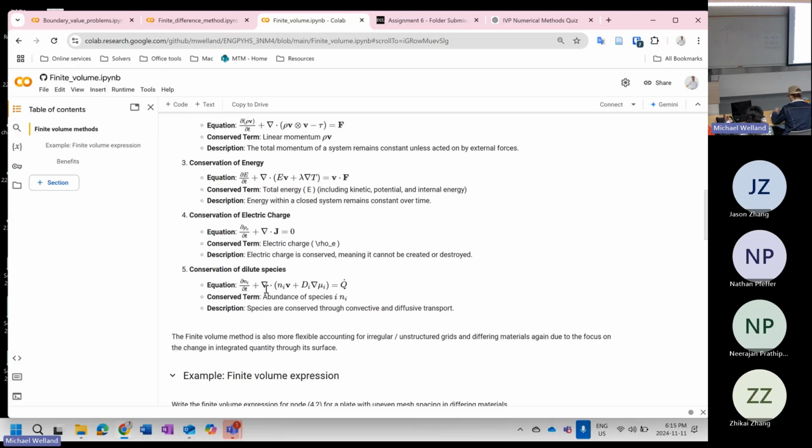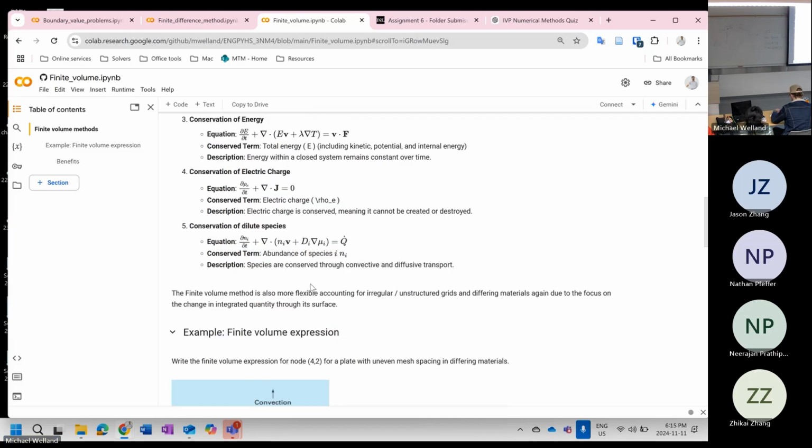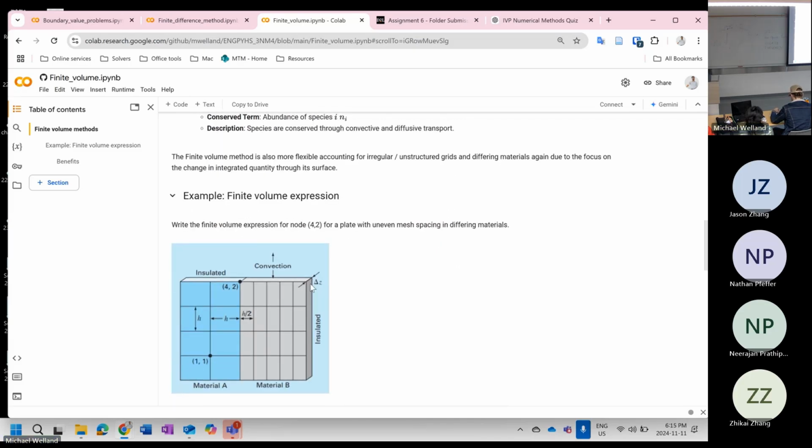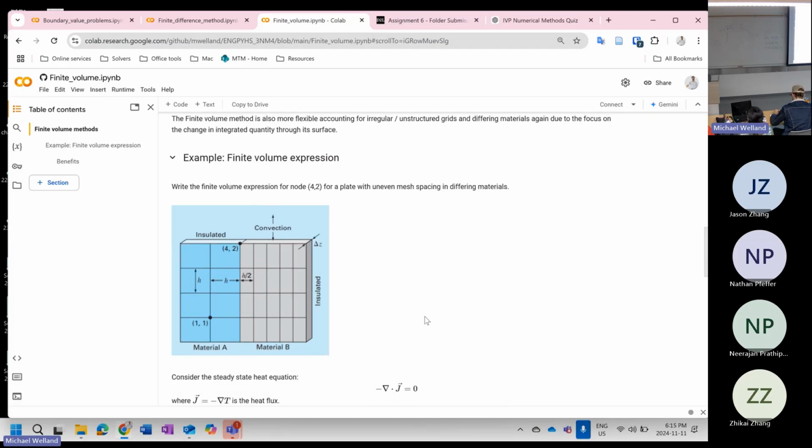So if you integrate over these guys, this becomes a surface integral through your boundary. It handles flexible meshes. It handles irregular meshes much better. And this is an example for how it does it. Basically because it better separates out the effect of different boundaries.